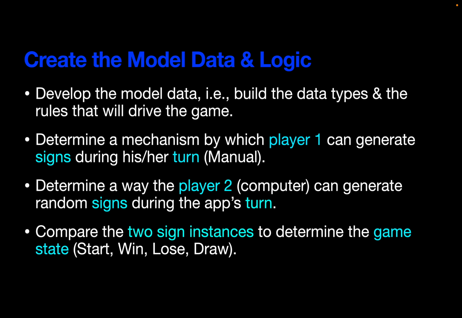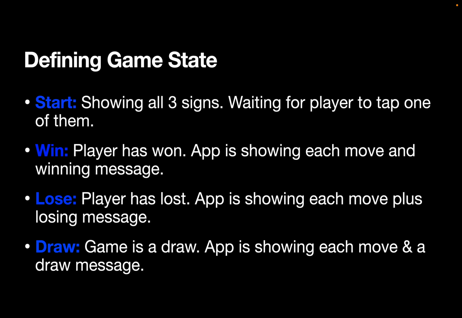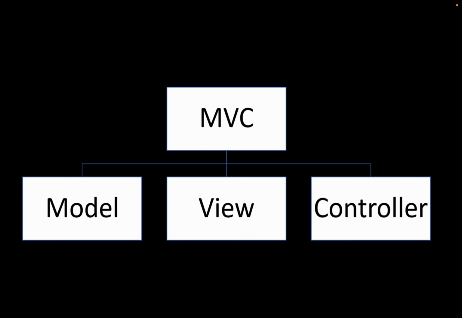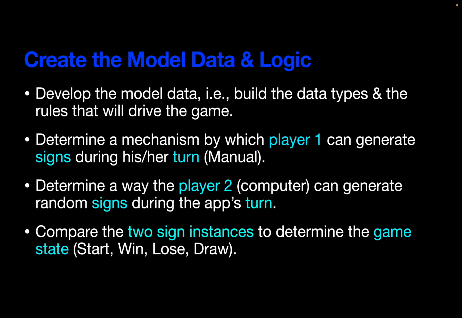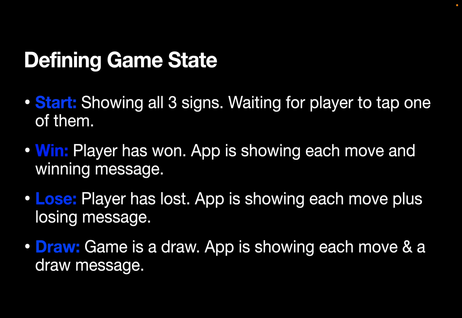And essentially there are four game states. The first game state is the start, which is the point where nothing is happening, where you have all of the three signs, right? The three signs we are talking about are rock, paper, and scissors. So at that point, nothing has happened, and it's waiting for the player to tap one of the signs.